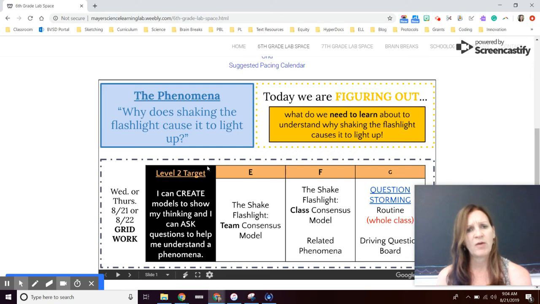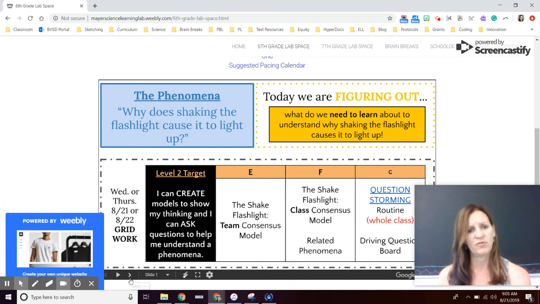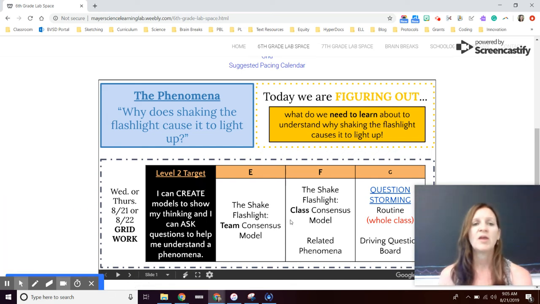Looking below, this is our daily agenda slide deck. Again, you are able to access this on the website. You can scroll through and see what we're doing. So today is actually Wednesday, the 21st of August. You can see that we are working on a phenomena, which is a shake flashlight, and we're trying to figure out, why does shaking this flashlight cause it to light up? Specifically, the kids know every single day what portion of the phenomena they're actually working towards figuring out.